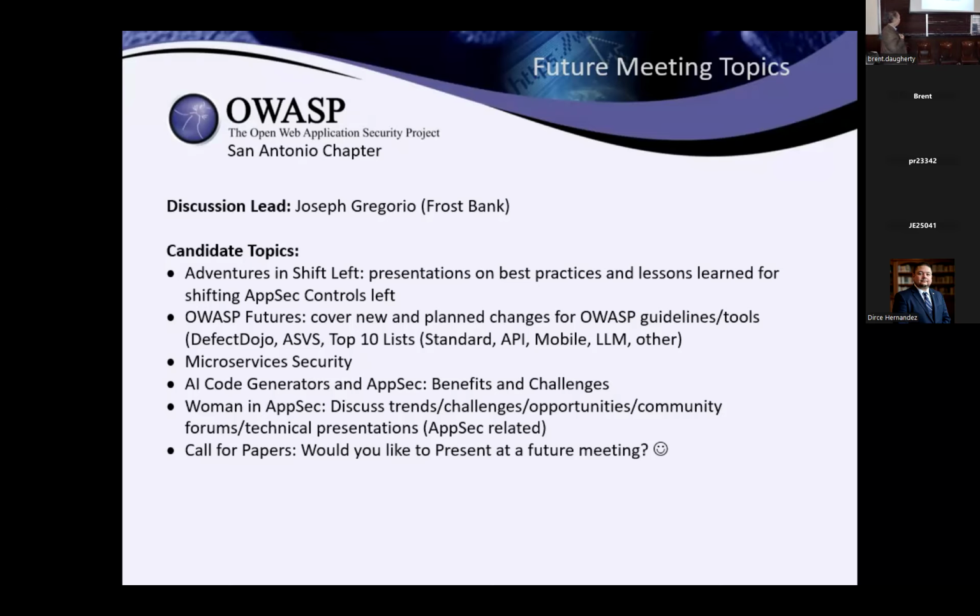Microservices security, we kind of got a little bit of that today, but maybe focused more on microservices and what that means for AppSec, the challenges there. AI code generators, so talk more about Copilot and these different code generators and what that means to the AppSec pipeline. Women in AppSec, what's going on industry-wide. As I mentioned earlier, maybe having one on collaboration and partnership for AppSec. And so with that, I'm going to throw it out to you guys. Other ideas for future themes? We want to make sure these themes are valuable to you.